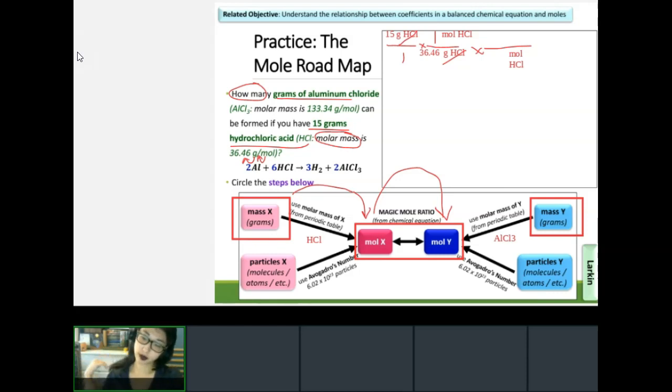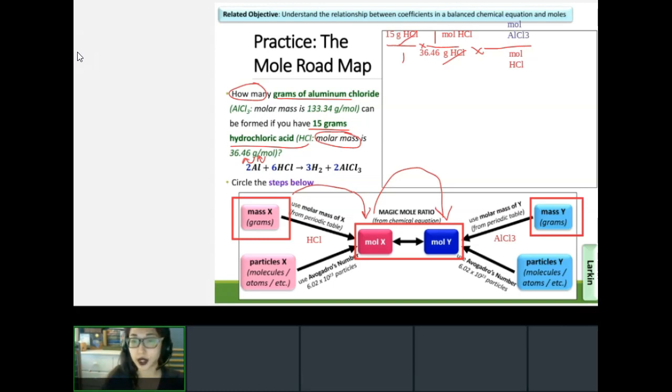Andres. Make sure those L's are lowercase, y'all. Al and A capital L are different, so those should be lowercase. Yeah, so now we can go moles to moles of our new chemical. Our new chemical here is going to be moles of AlCl3.